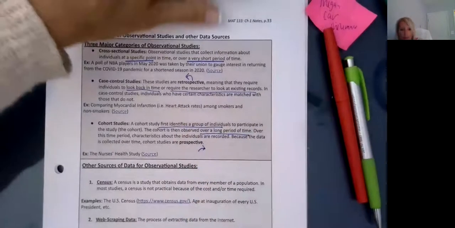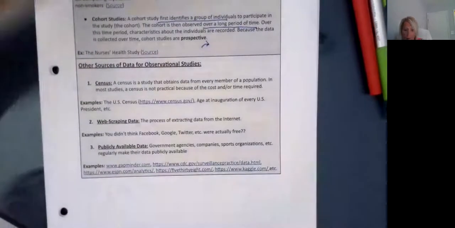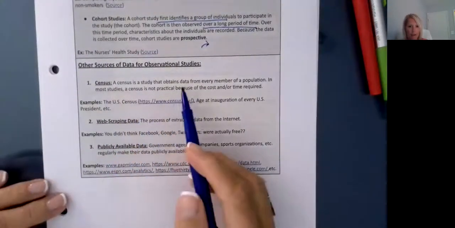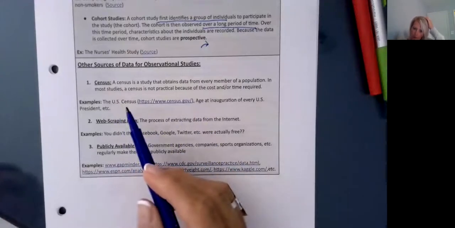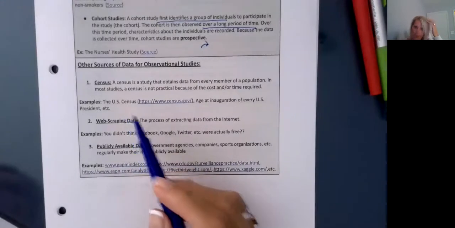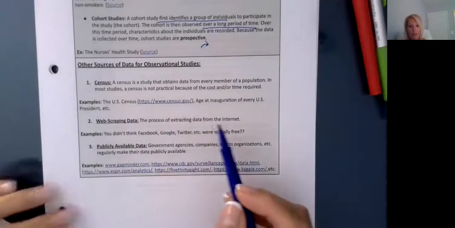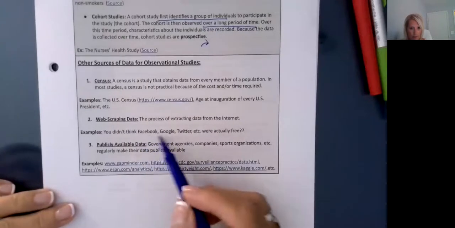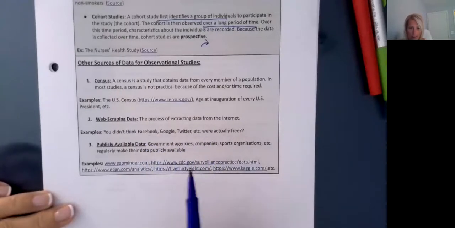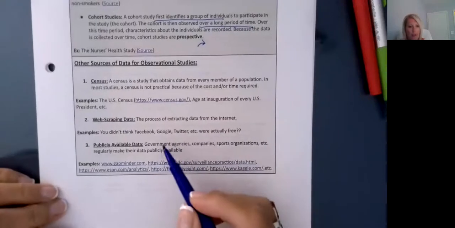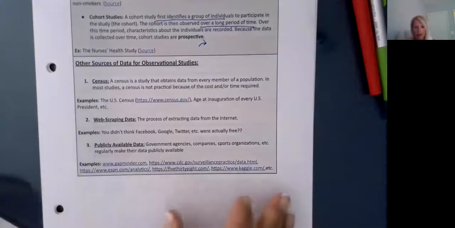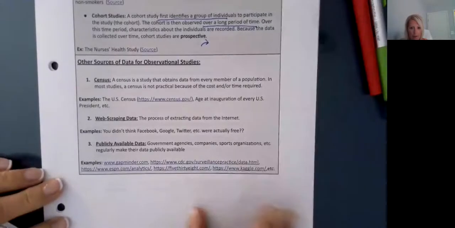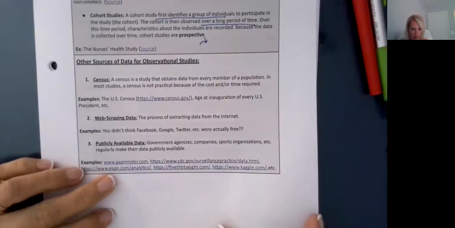Okay. A few other sources of observational studies. One is a census. A census is a study that obtains data from every member of a population. In most studies, a census is not practical because of the cost and or time required. We have the US Census in 2020. Web scraping is the process of extracting data from the internet. And anytime you're on Facebook, Google, Twitter, Instagram, they're all collecting data on you all the time. And then there's publicly available data. Government agencies, companies, sports organizations, etc., regularly make their data publicly available. And here are some websites that you can look at if you'd like to.